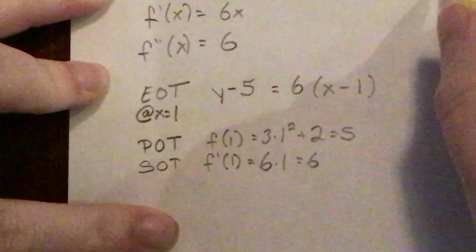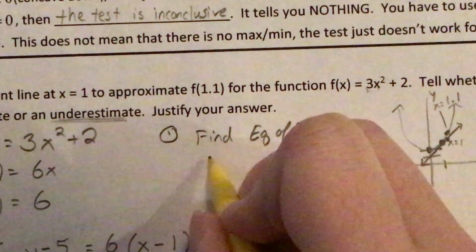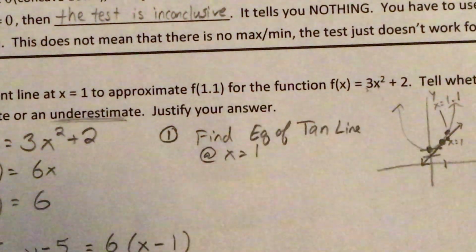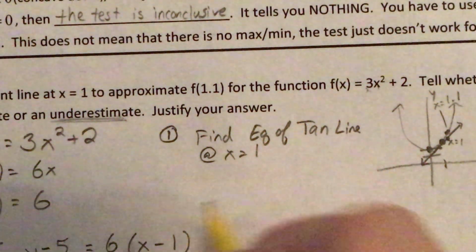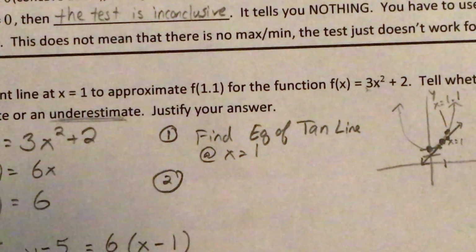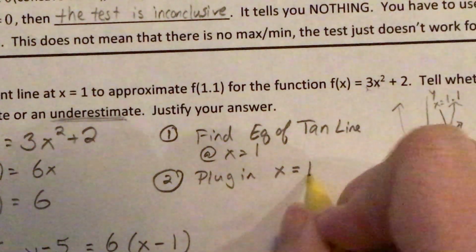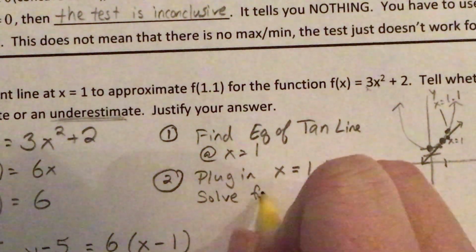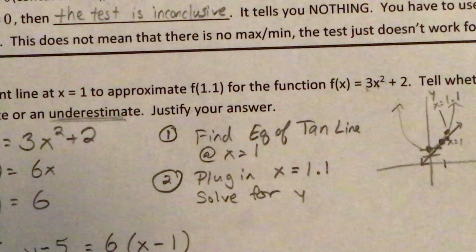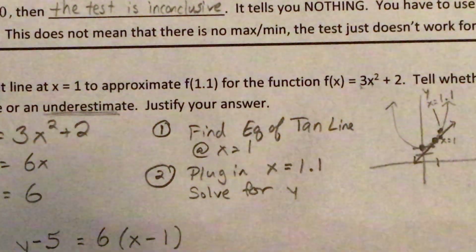Find the equation of the tangent line. That's step 1. At x equals 1, you had to find the point of tangency, the slope of the tangent line, and the equation of the tangent. Number 2, we are now going to plug in x equals 1.1 and solve for y. These steps are going to be useful in future problems. You'll just be plugging in different x values.